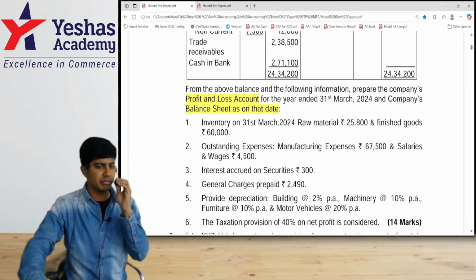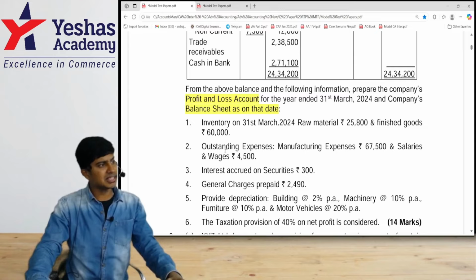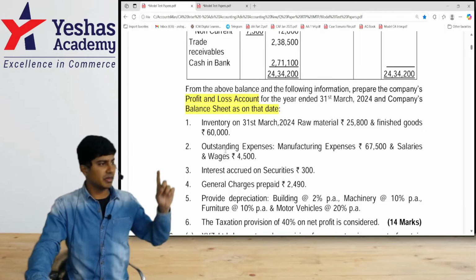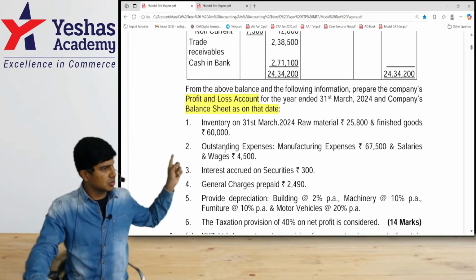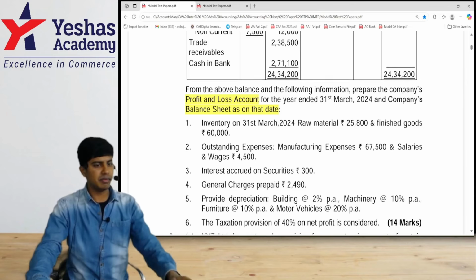Then outstanding expenses are there. Manufacturing expenses and wages. Because this amount is outstanding, this will be part of our expense as well as liability. The expense will be given in the trial balance. To that expense, what is given in the trial balance is what is paid. This is what is not paid. Both together will be our current year expense. So I need to make a marking next to manufacturing expenses and salaries and wages in my trial balance.